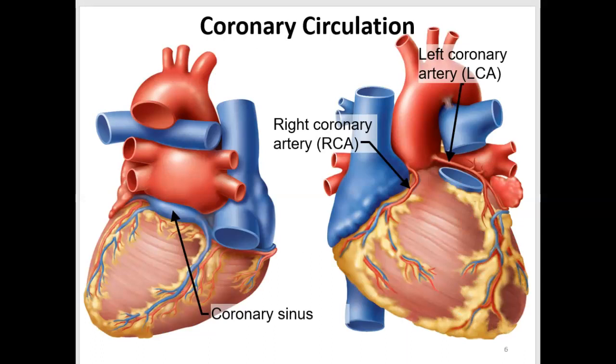This slide examines the anatomy of the coronary circuit. Look at the picture on the right first. Here are shown the two important coronary arteries that branch off the aorta anteriorly, the right coronary artery and the left coronary artery. Now look at the picture on the left. Here you can see the coronary sinus, which receives blood from all coronary veins.